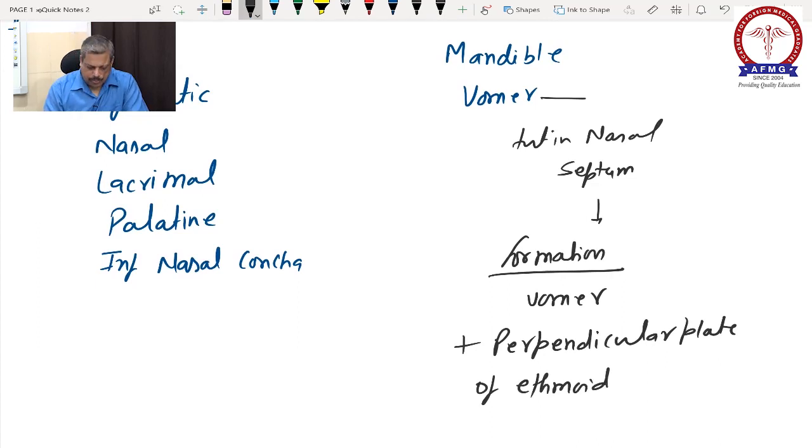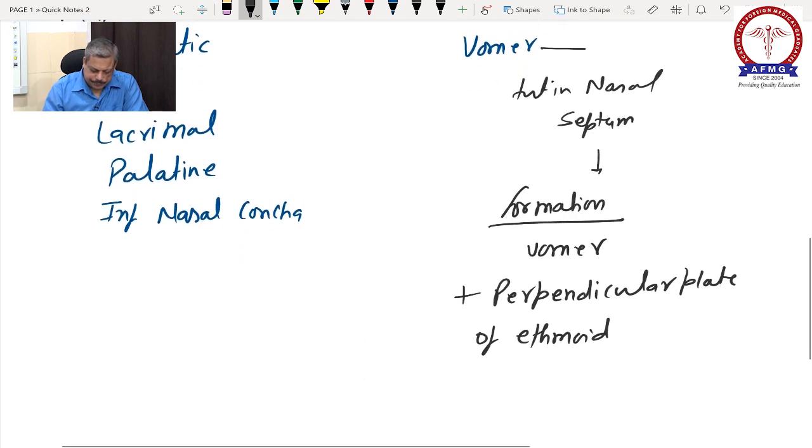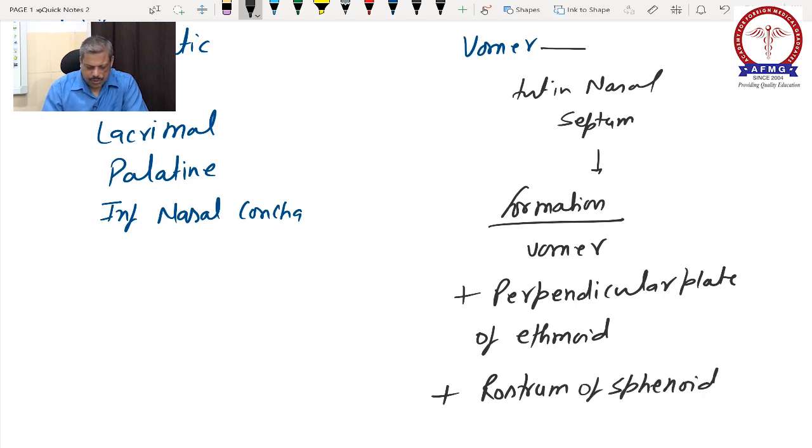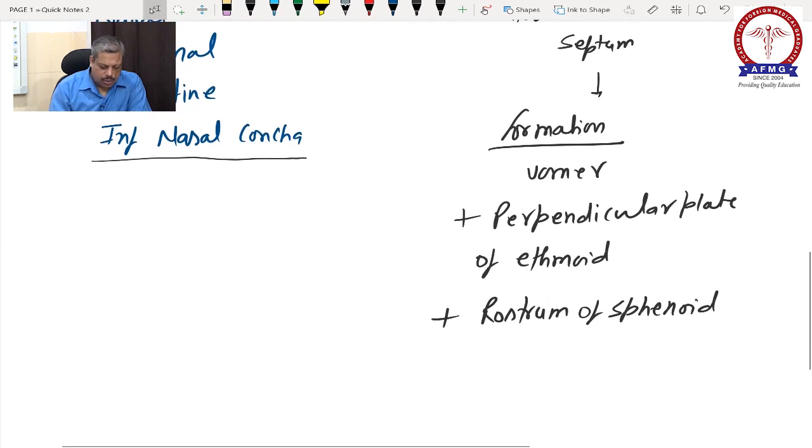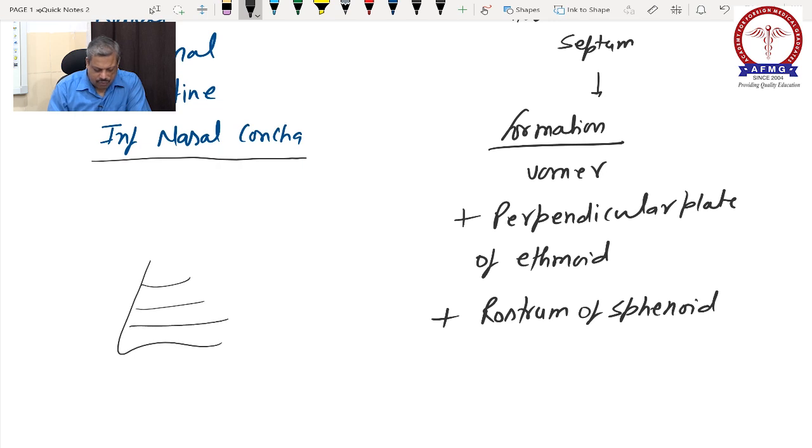Plus rostrum of sphenoid bone. Clear? So these bones form the nasal septum. Next point here, this is the important point, inferior nasal concha. So keep in mind, this is an independent bone. Look, what is the concha? They are present in the lateral wall of the nose.